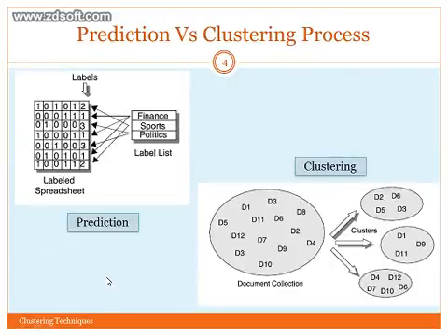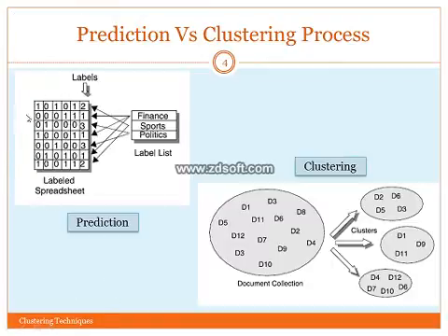So this picture shows the difference between prediction and clustering. The first part of the picture is about prediction. As I've already mentioned, here we will have a training dataset where each and every row is a document. The last column over here is a label. The rest of the columns are the features of each document.